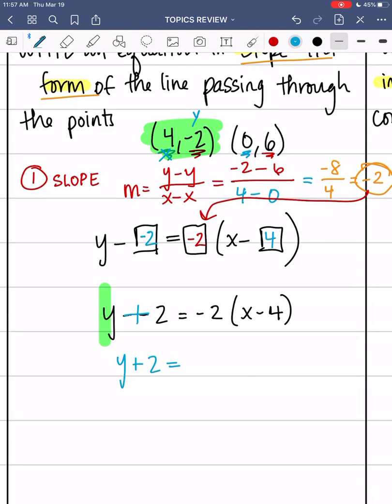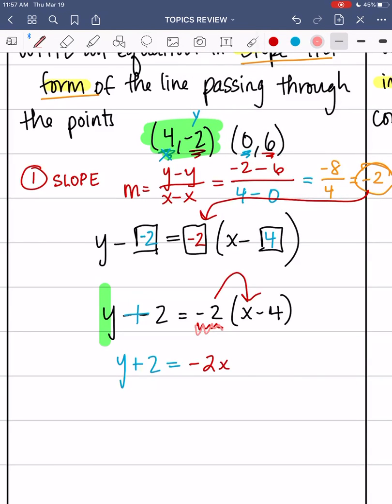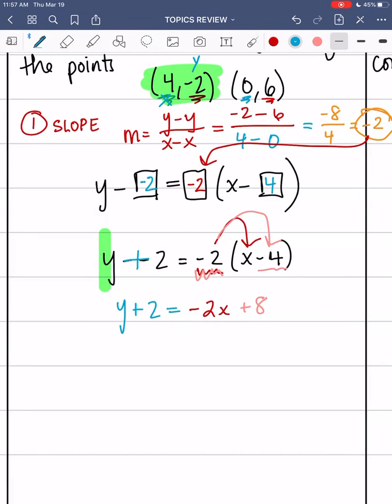Okay, we have to distribute this. So we have to take this -2 and multiply it by the x. That gets us a -2x. And then we have to take this -2 and multiply it by the second term, which is negative 4. Negative 2 times negative 4 is a positive 8. So where are we at now? We have y plus 2 equals negative 2x plus 8.